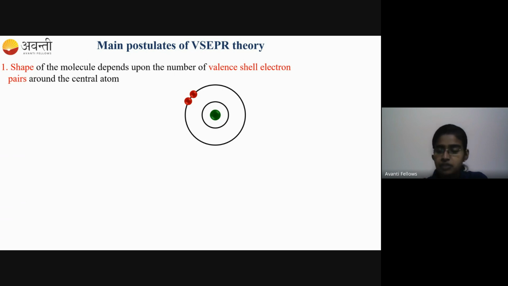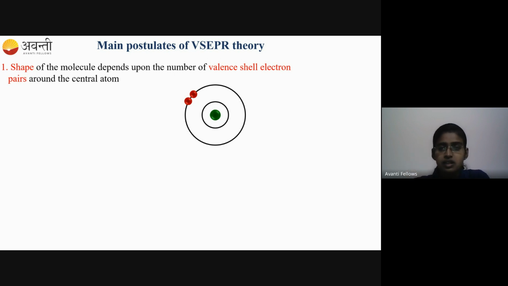Now the shape of the molecule depends upon the valence electrons. If I have 2 valence electrons, it will form a linear shape. And if I have 3 valence electrons, it will form some other shape, a trigonal planar kind of shape. If I have 4 electrons in my valence shell, the shape of the molecule can be tetrahedral. So the number of valence electrons in an atom determines the shape of the molecule.